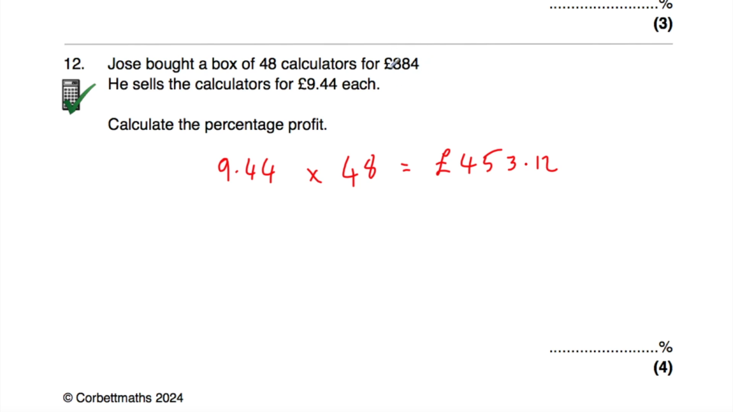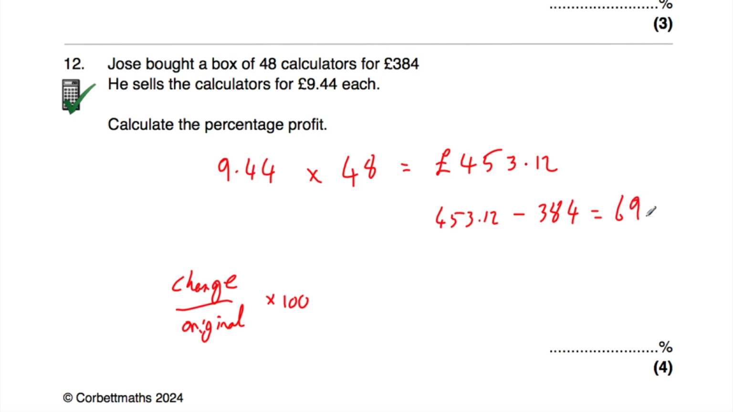So if we take what he bought them for away from what he sells them for, then that tells us the profit. So that tells us the change. Remember, we're doing the change divided by the original times 100. So we want to find the change, or in this case, the profit. So if we do £453.12, subtract £384, that'll tell us the profit. So take away 384 is equal to £69.12.